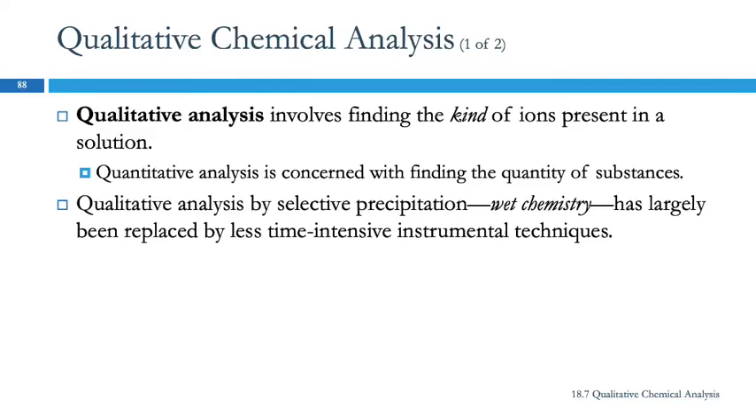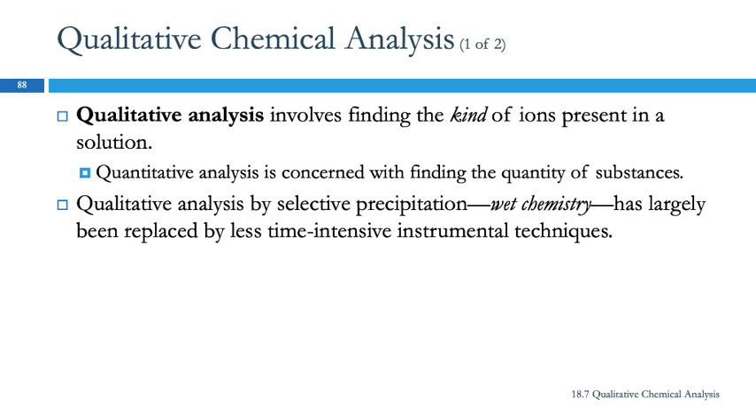So, qualitative chemical analysis. Qualitative has to do with the quality of something. So here what we're looking at is what kinds of ions are present in a solution. Not how much, not the concentration, but which ions are present. This is different than quantitative analysis, which is looking at how much of it there is, the concentration.